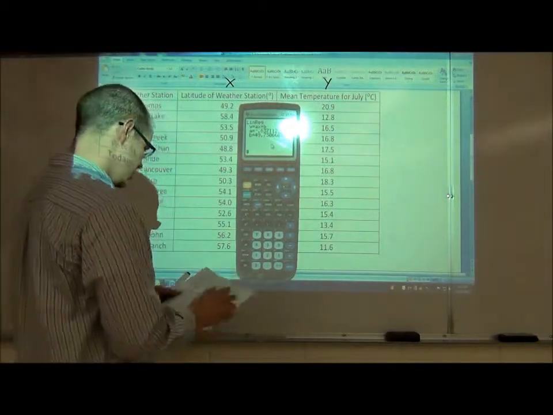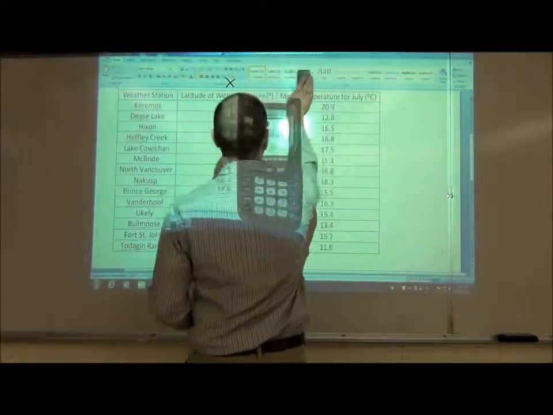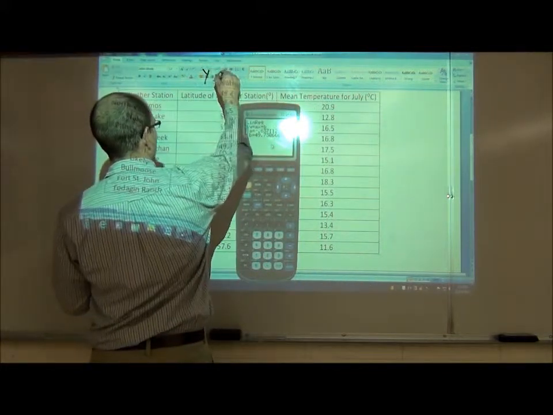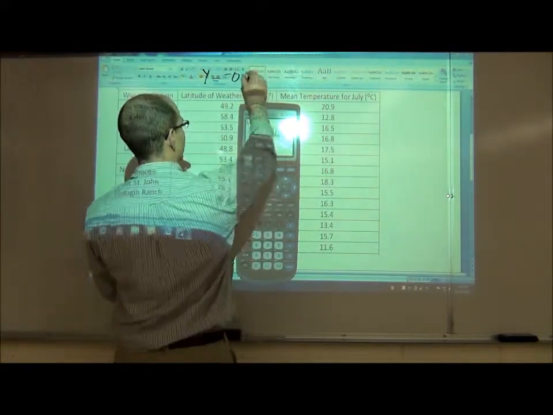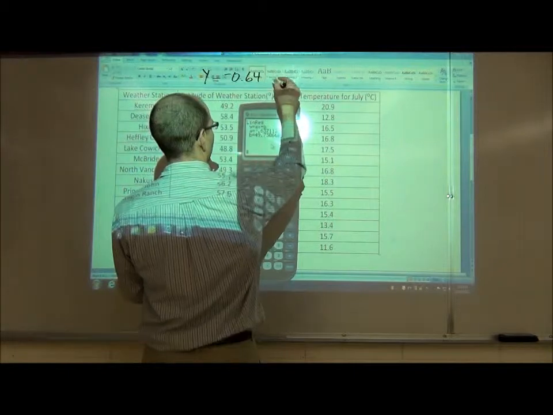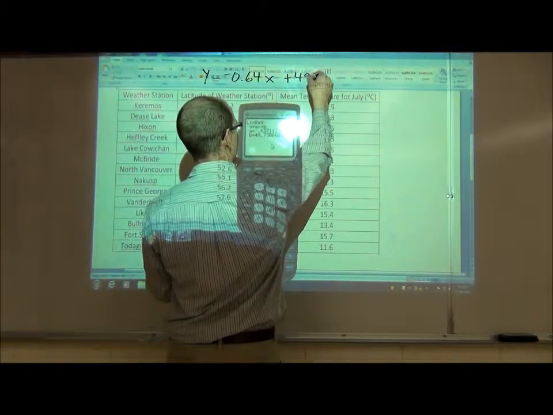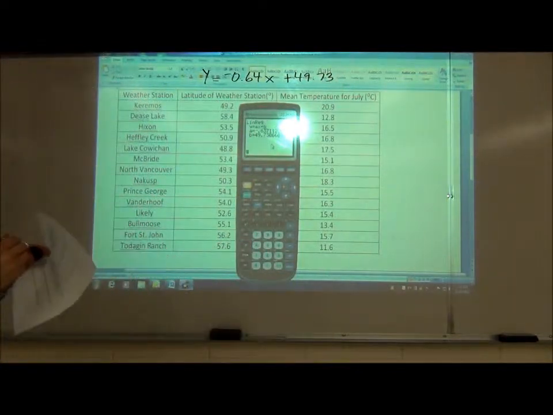So to answer part B, our regression equation is this. And I'm just going to write it here at the top. It gives you the coefficients right there. So the equation is given to me. I'm rounding it off to the nearest hundredth, -0.64x plus 49.73. So that's my linear regression equation.